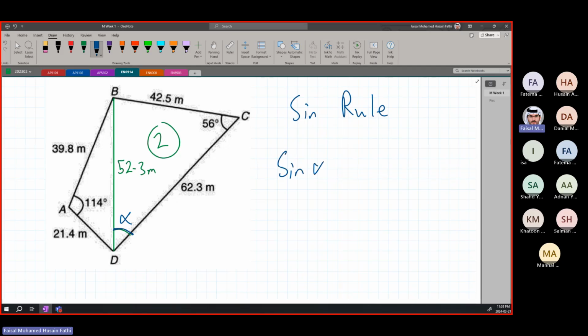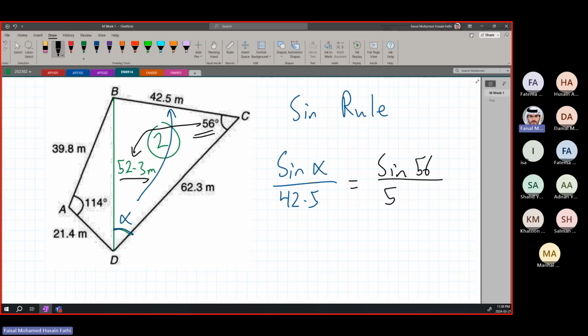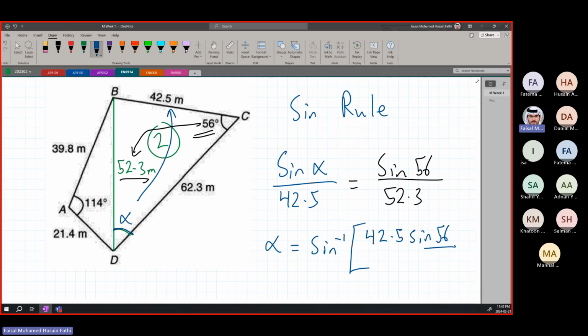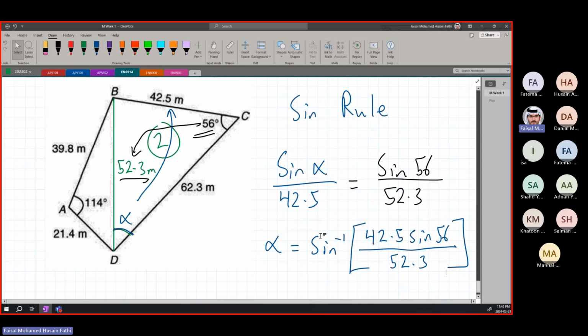The sine of angle alpha over the opposite. What is opposite to it? It's 42.5 meters, is equal to, what is the known angle here? It's 56, so sine 56 over the opposite. What is opposite to it? It's the 52.3. We rearrange this, and then we will get alpha is equal to sine inverse of, I'm just skipping some steps, 42.5. When we take it to the other side, it's going to be 42.5 sine 56 over 52.3. This is exactly what we did earlier above. I just did quick algebra to solve it instantly in one go.